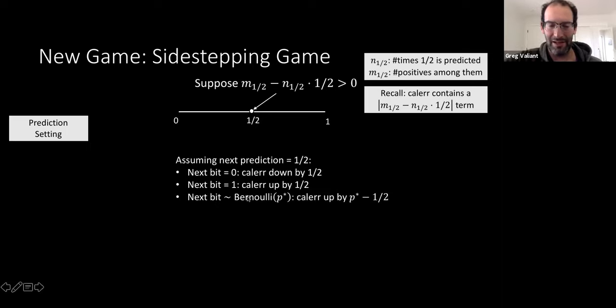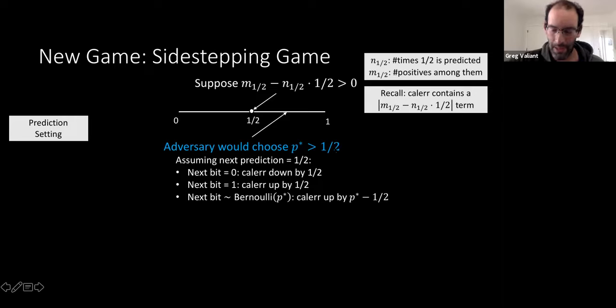In general, if the adversary selects the next bit to be 1 with probability p star, then you expect the calibration error to increase by p star minus a half. So if up until now we've predicted a half, and of the times we've predicted a half, more than half of those have been a 1, then if we're going to predict a half at the next time step, the adversary would want to pick the bias of the next bit to be greater than a half.